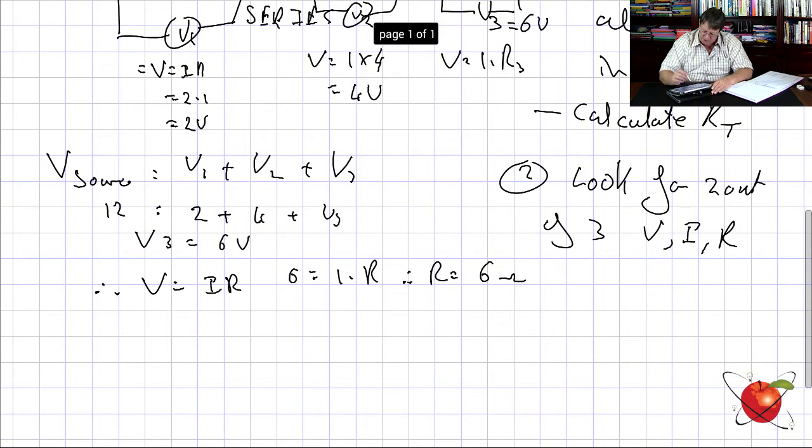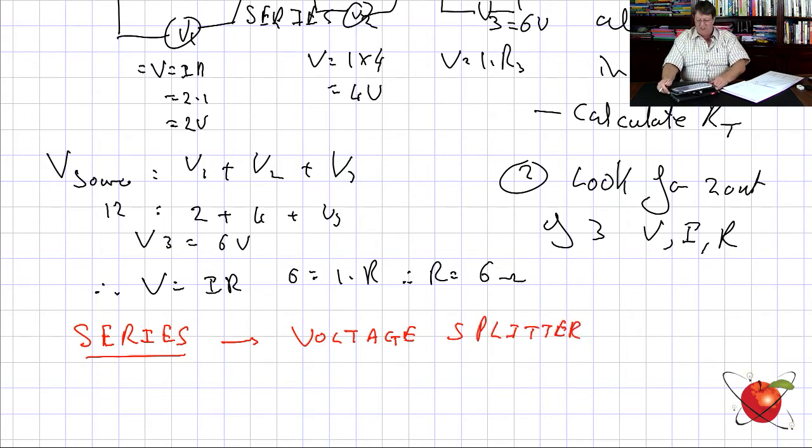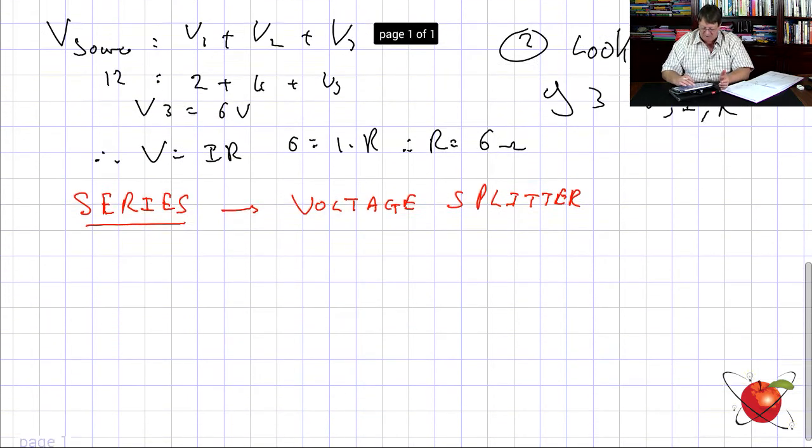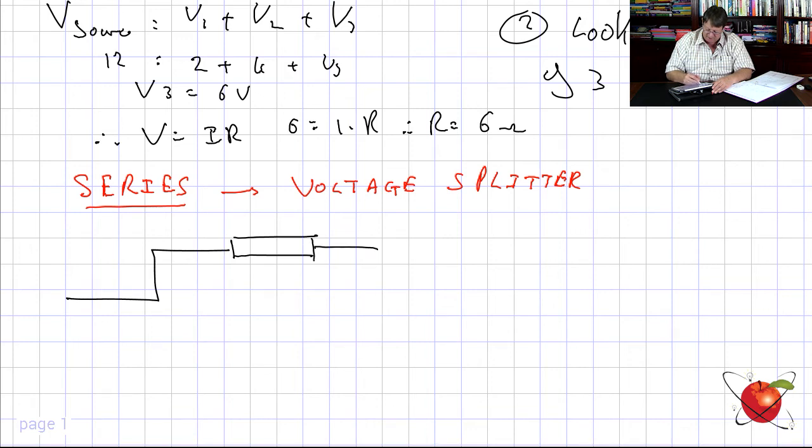The last thing we need to talk about on this circuit is, let me just do it in red: if you've got resistors in series, a series is called a voltage splitter. We've been through these before, but it's going to split our voltage up. The next thing we get is resistors in parallel, correct?